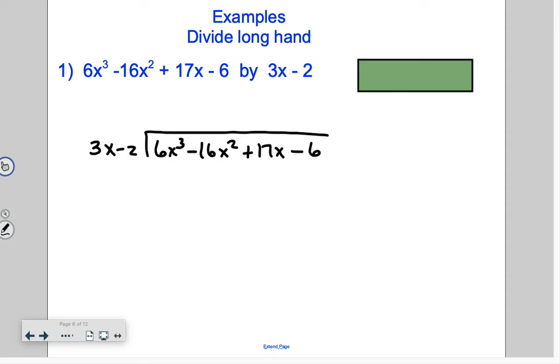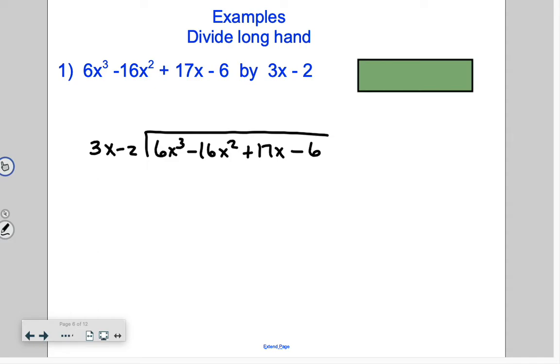Here's what I was getting at, by the way, again with the zeros. Notice how I have an x cubed, an x squared, an x term, and a constant. I have all the terms in order. If any one of those were not there, I would have to fill in with a 0x squared or a 0x. Okay?